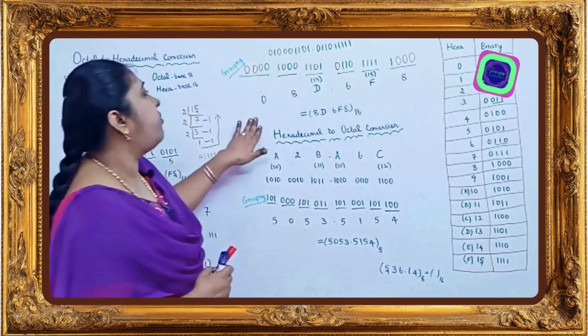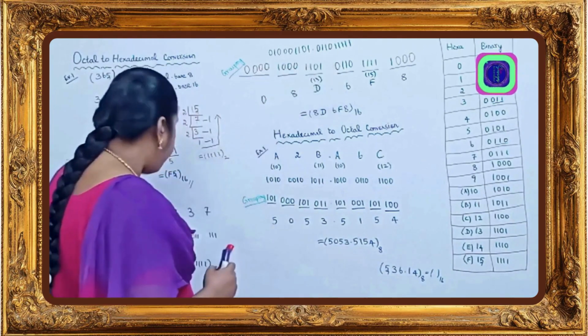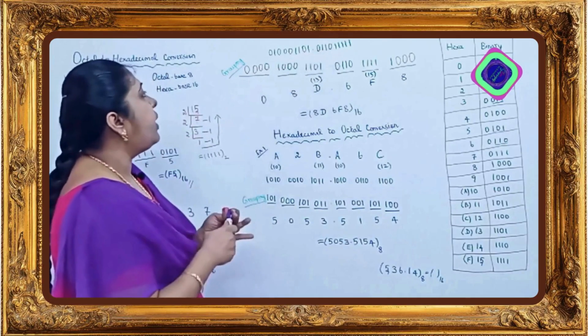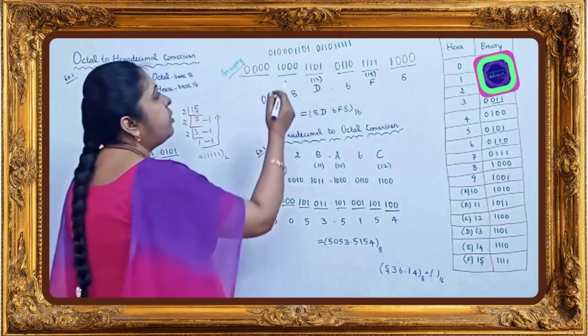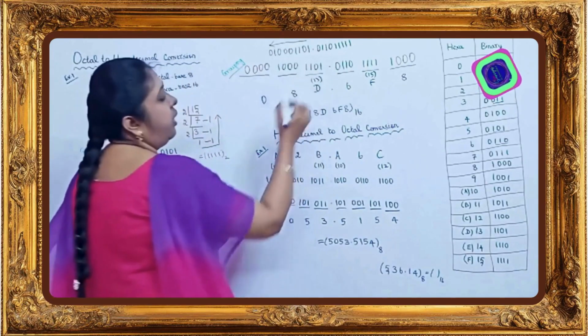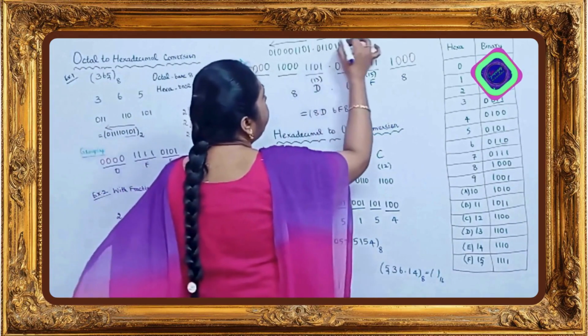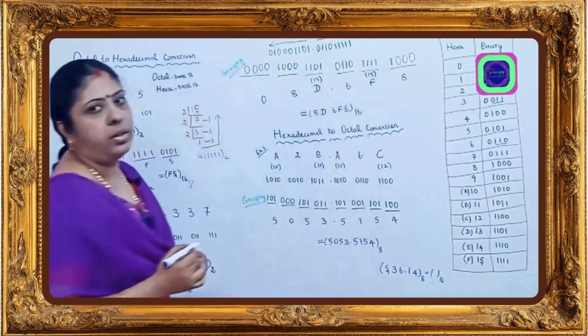Now how the grouping differs: this is the integer part and this is the fractional part. The same answer I had written here. For the integer part, we have to group the bits into 4 digits, starting from the right to the left. But for the fractional part, we have to group the bits starting from the left to the right.